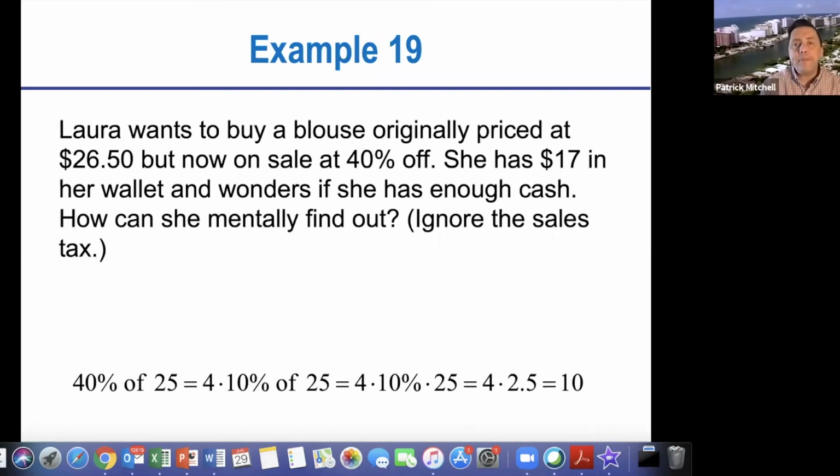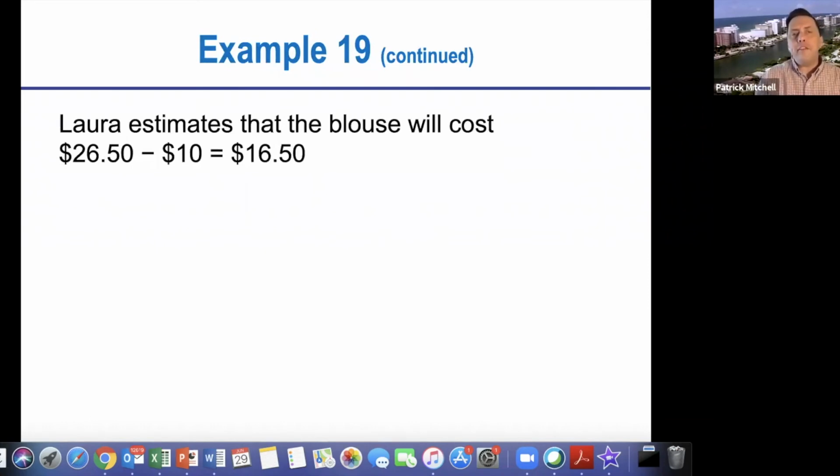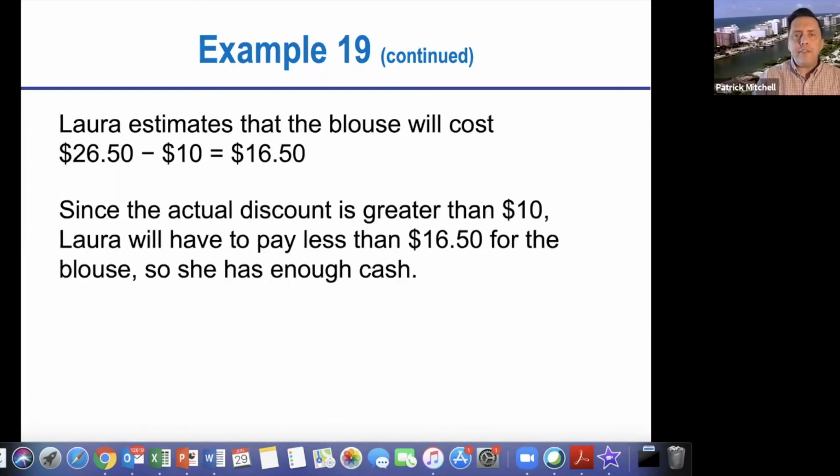So instead of taking 40% of $26.50, we could take 40% of 25, which is take 10% of 25, which is $2.50, and then multiply it by 4. So 40% of 25 would be $10. And of course the actual discount is going to be more than that because the estimate is 40% of 25. 40% of 26.50 is going to be bigger than that. So this is actually a high estimate of what the blouse will cost, which is $16.50. So if she has $17 in her wallet, she definitely has enough money to buy the blouse.